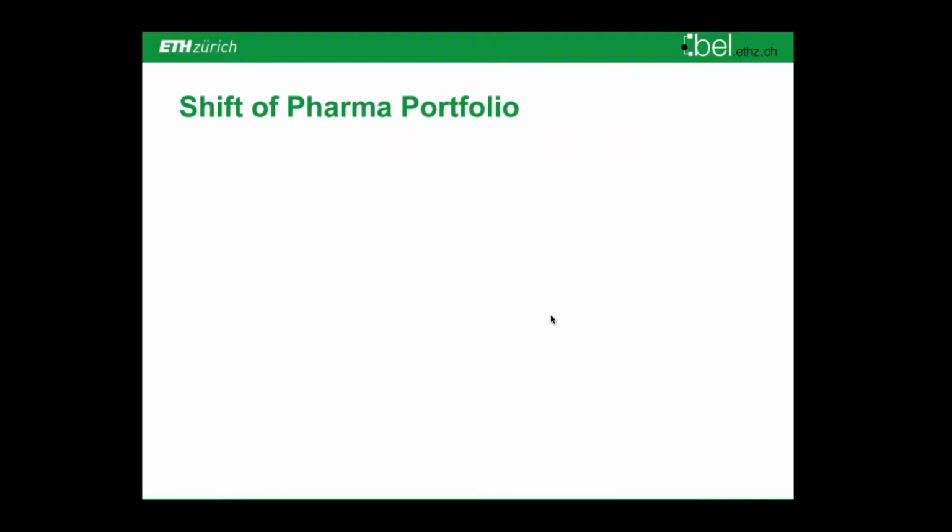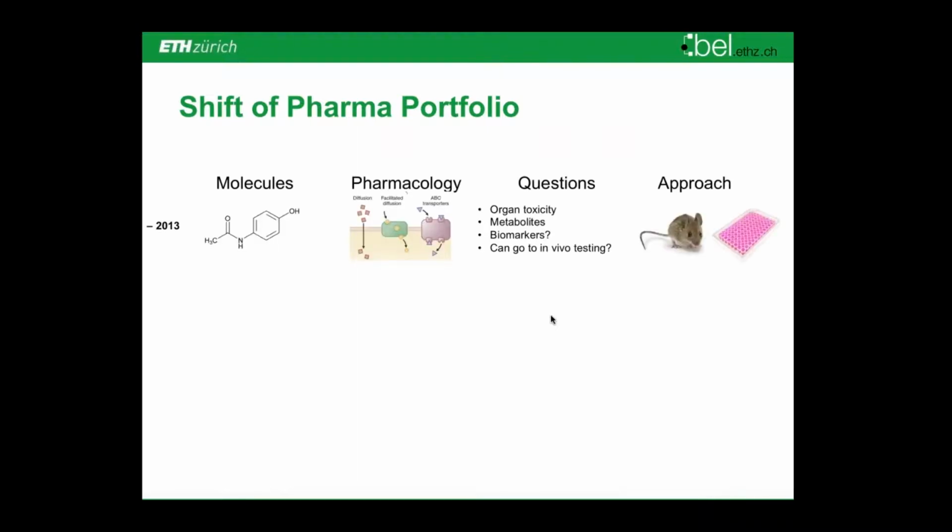So, and why do I say that? It's mainly because there's a big shift in the pharma portfolio. Up to about 2013, we were mostly dealing with small molecules where the pharmacology is, I'm not saying simple, but simpler. The questions are organ toxicity, metabolites, biomarkers can go in vivo, and the approach is typically with animals and high throughput screening.